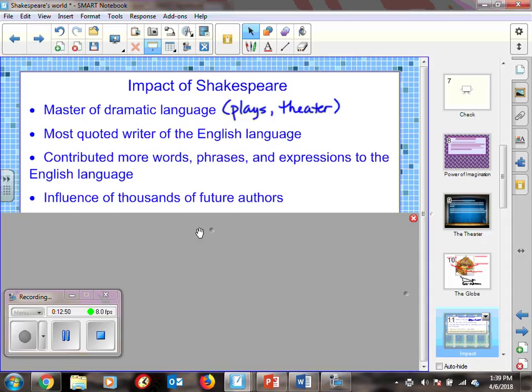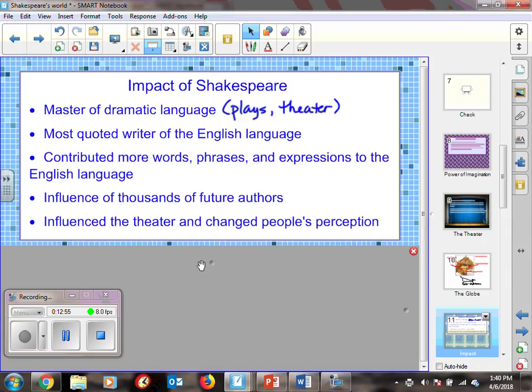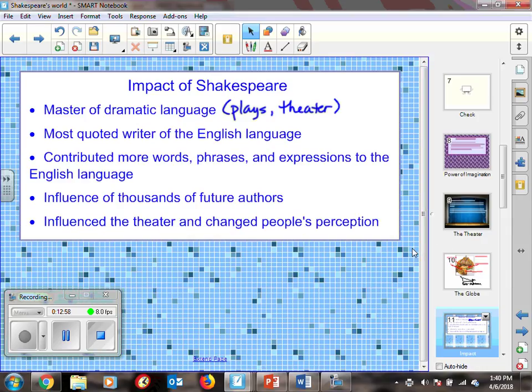He influenced thousands of future authors. And he influenced theaters and changed people's perception of theater. The church thought theater was evil, and with Shakespeare, they changed their mind. And then it sounds crazy, and with Shakespeare, they changed their mind back because he had some pretty raunchy material. We're going to explain some jokes in here that are going to make some of you blush, and it makes me blush telling the jokes, but I believe in full disclosure. So we will be embarrassed at different times as I discuss the play.